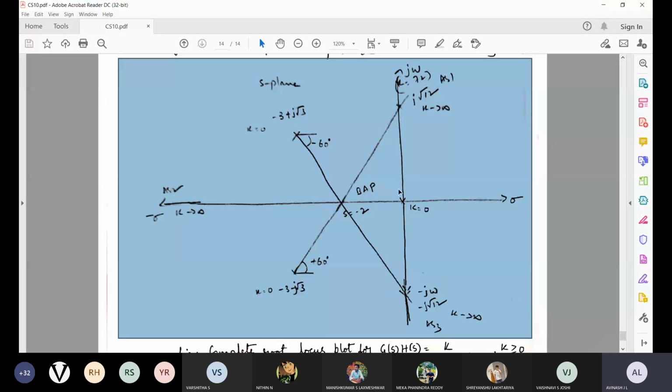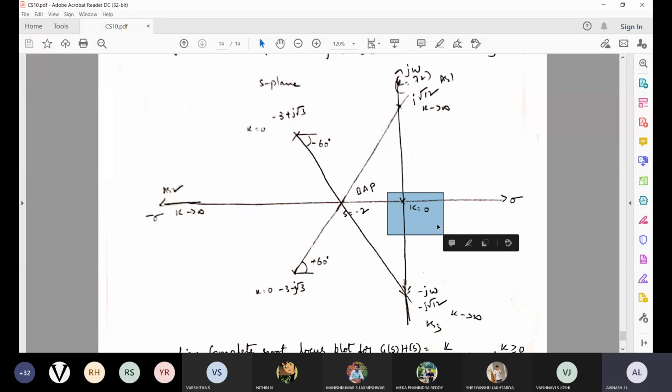The next pole is at minus j root 3, and here minus means the negative side, that is the left hand side. Plus j root 3 is on the other side, it may come here. Similarly, minus 3 also at k equal to 0. That is where we have mentioned this particular thing.